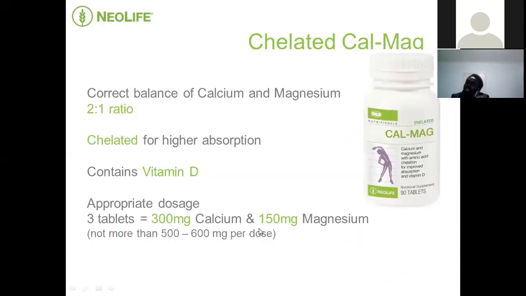Then chelated CalMag. Calcium and magnesium are very important, and this particular one also contains vitamin D, which is very important for the proper functioning of our hormones and our immune system, the two things that make sure that we are healthy.